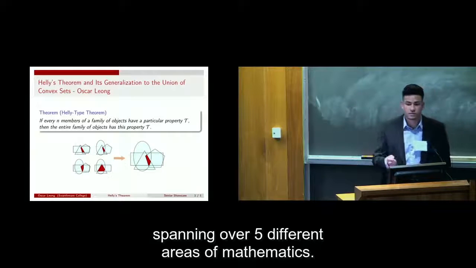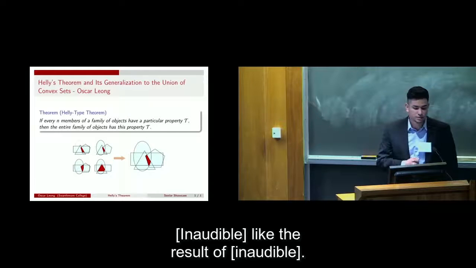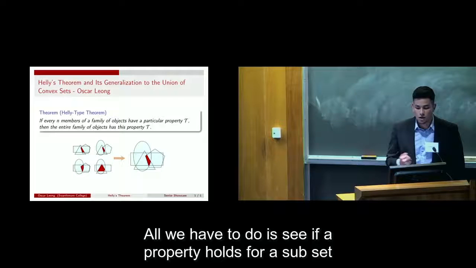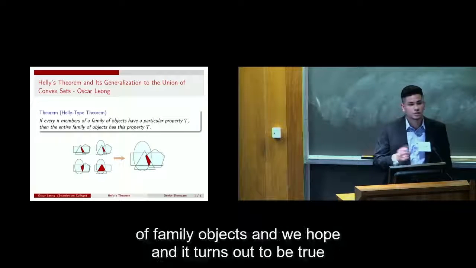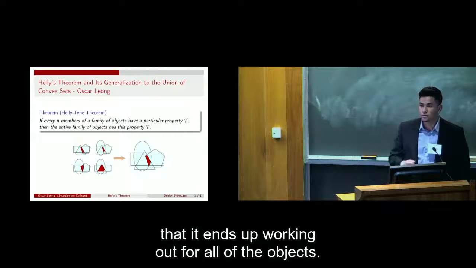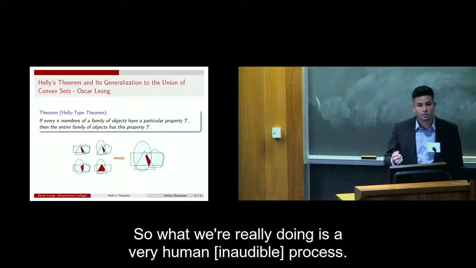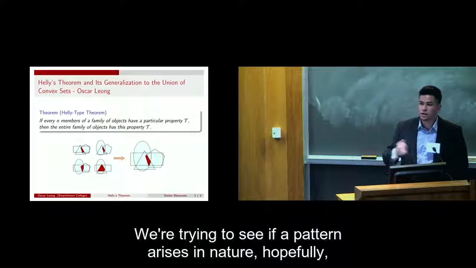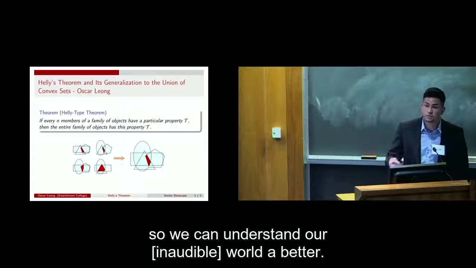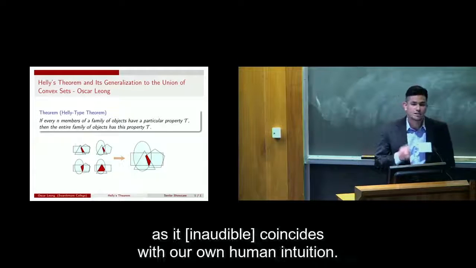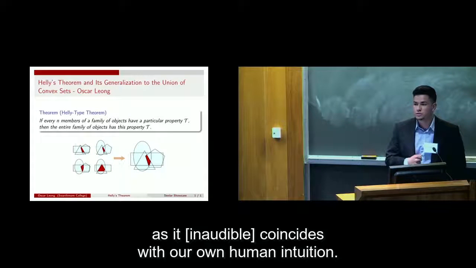Now I find this result to be incredibly astounding for the following reason. One of the beautiful things that I appreciate about Helly's theorem is how simply and effectively it's communicated. All we have to do is see if a property holds for a subset of a family of objects, and we hope, and it turns out to be true, that it ends up working out for all objects itself. So what we're really doing is a very human and logical process. We're trying to see if a pattern arises in nature, hoping that it will generalize to our natural world so we can understand our own world that much better. So to me, mathematics seems so natural as it elegantly coincides with our own human intuition.